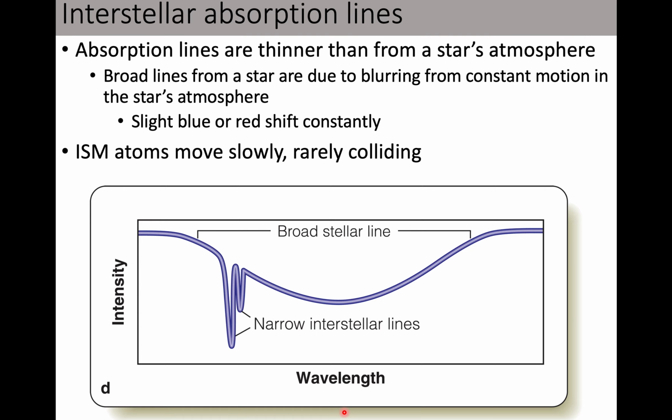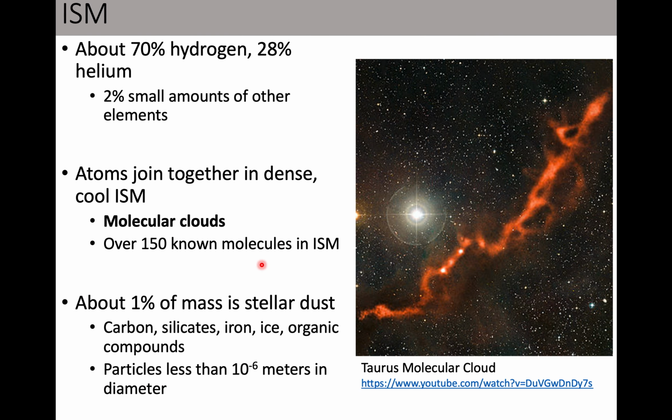However, ISM atoms move very, very slowly, or barely at all, and they rarely collide. So if we were to look at an absorption line of a star, if we were to zoom in really, really closely on a spectral graph, if this is the absorption line of the star, which we've been looking at in class, we would have to zoom in even further to actually see the very, very narrow absorption lines from the interstellar medium. So they're very narrow in comparison to the spectral lines, or the dip on the curve, that we've been used to seeing from stars and stars' atmospheres.